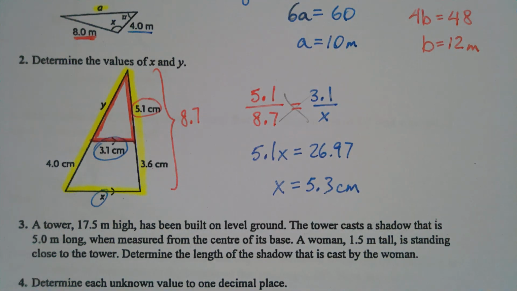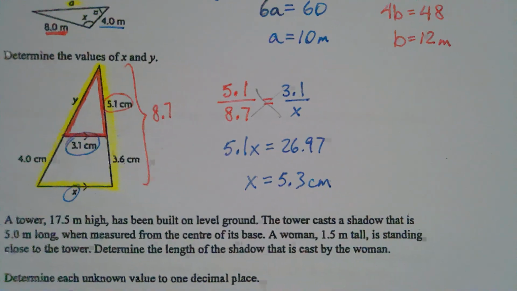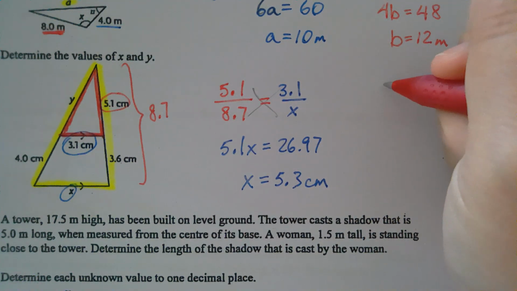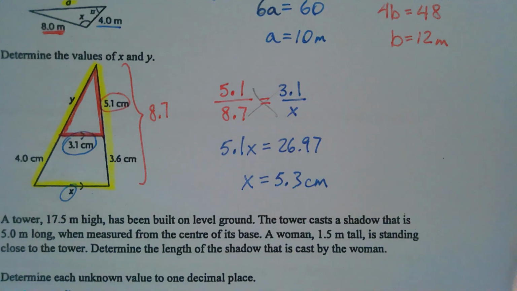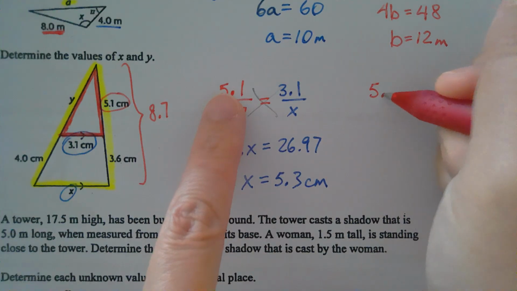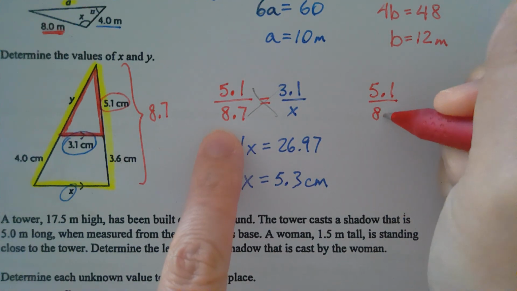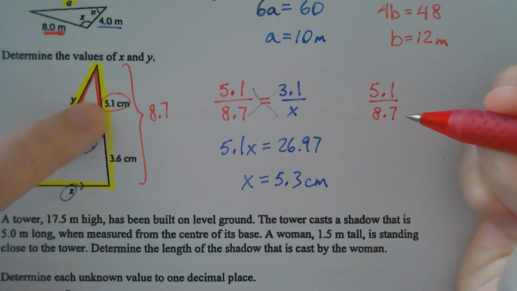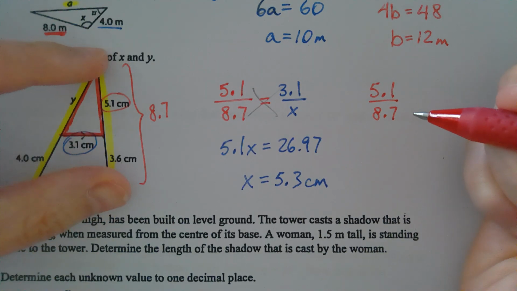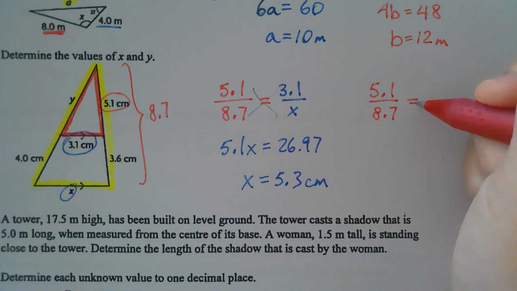Okay. Who wants to try setting it up for y? Okay, Leandro. It's not symmetrical. I need to use similar triangles to set up the ratios. Okay, so Leandro, I want to set up my first pair. So 5.1 over 8.7. That one was given. Right, so 5.1 on my red triangle, 8.7 on the yellow triangle. Okay.